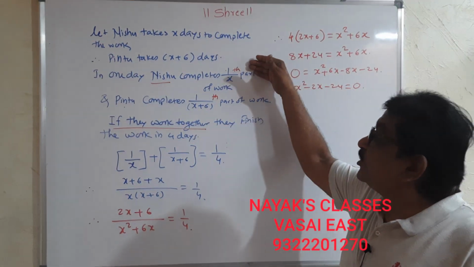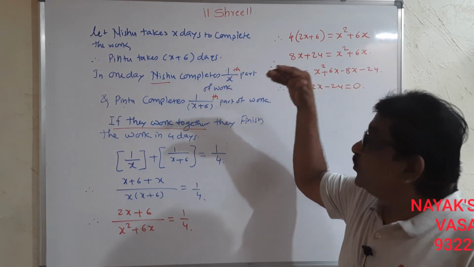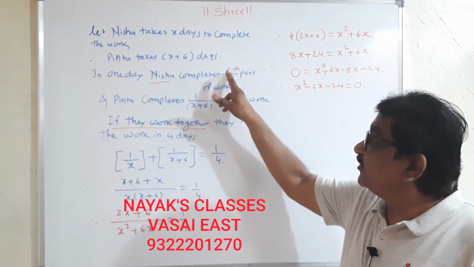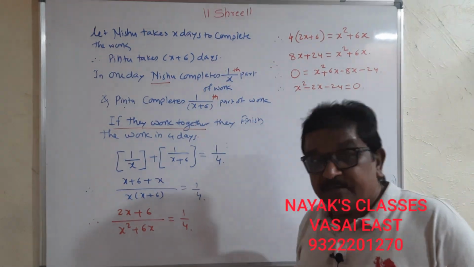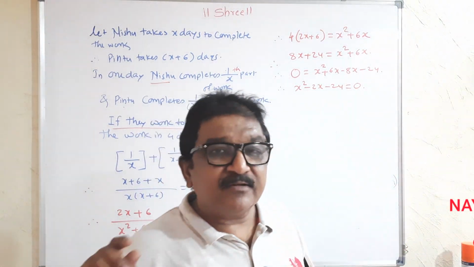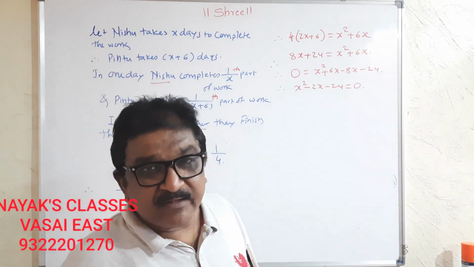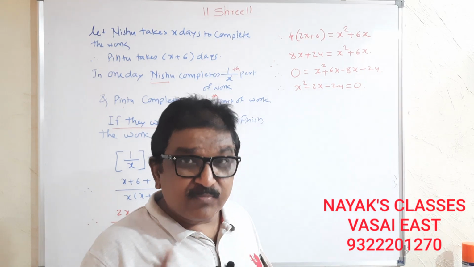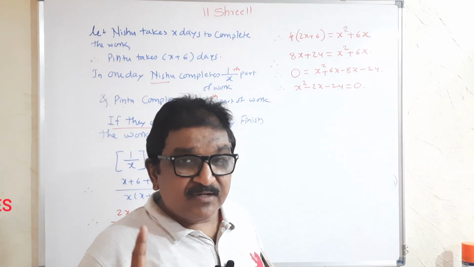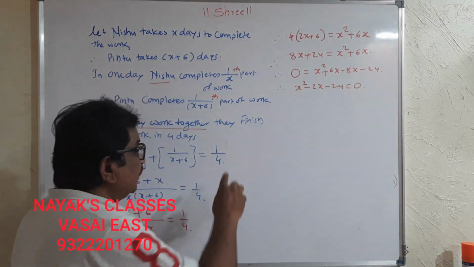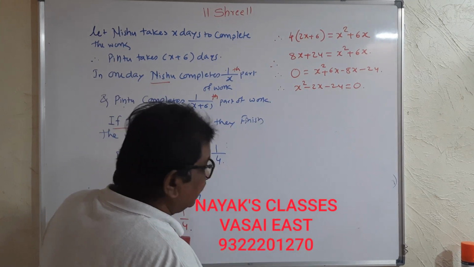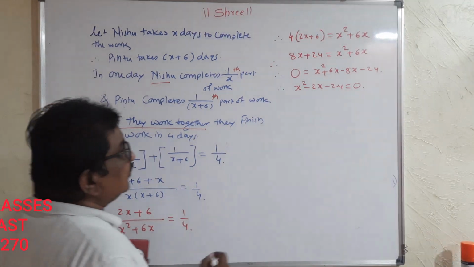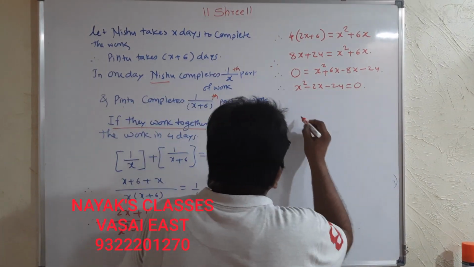So work done by Nishu in one day, work done by Pintu in one day. When both are added, their total work in one day, total work done by them in one day when they work together, is 1 by 4th part of the full work. So after that, we have cross multiplied and we got the equation.